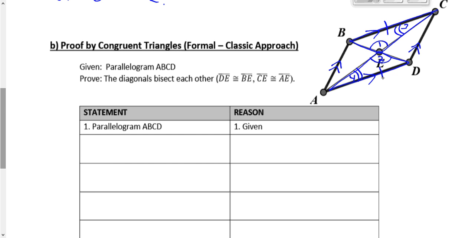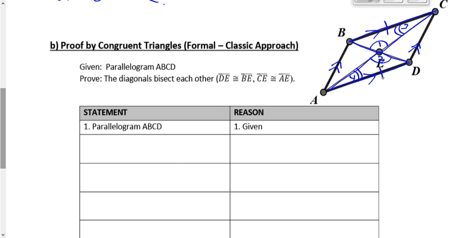Angle, angle, side, right? And then the segments we need would be congruent for what reason? CPCTC. Okay? All right, well, I think we can start writing this. We've got the given already, okay? Let's just get right to angle 1 and angle 2.